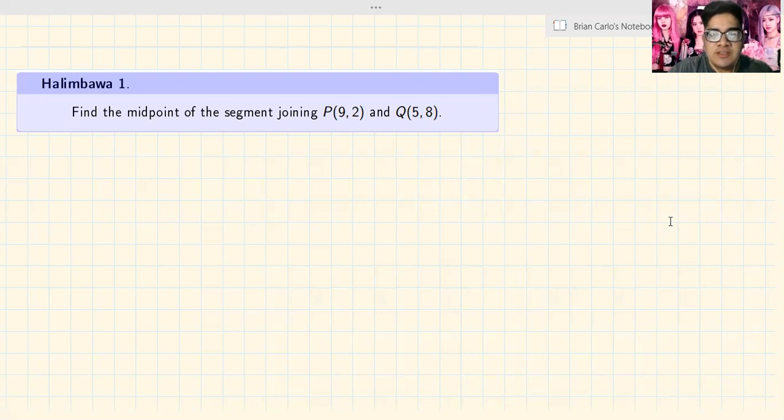Today we're going to discuss a lot of examples involving the usage of the midpoint formula and the famous distance formula. Now, let's get started.